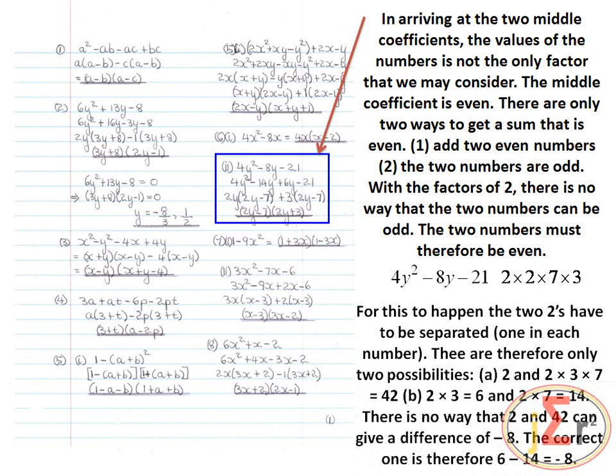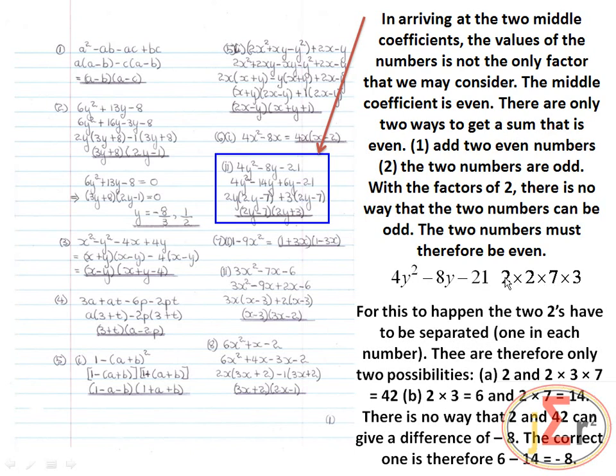For this to happen, the two 2's have to be separated. So of the two numbers that we are using, one of the 2's will have to be in one of the numbers, and the other 2 will have to be a factor in the other number, else we will not have two even numbers, and we really need to have two even numbers. There are therefore only two possibilities. One, if we take the 2 by itself and multiply by 7 and 3 and leave the other one alone. So we have 2 times 7 times 3, which will give us 42, and then we have 2. So one option is 42 and 2.